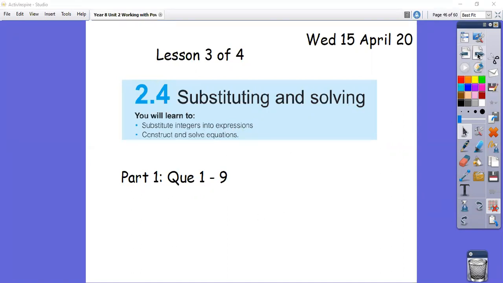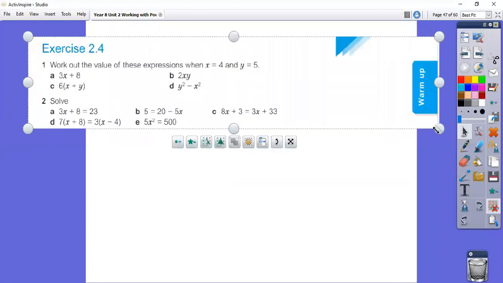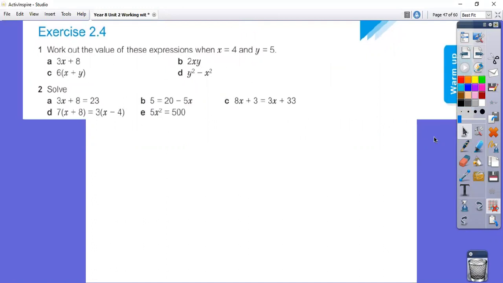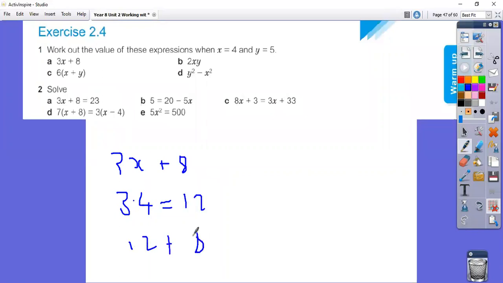So we'll have a quick look at the starter questions. The warm-up questions are here. Question 1 says work out the value of these expressions when x equals 4 and y equals 5. Again, remember, we're substituting here. If I just do the first one really quickly, 3x plus 8 when x equals 4. So we're saying 3 times x, so 3 times 4 equals 12. So 12 plus 8 gives me 20. So this expression will equal 20.